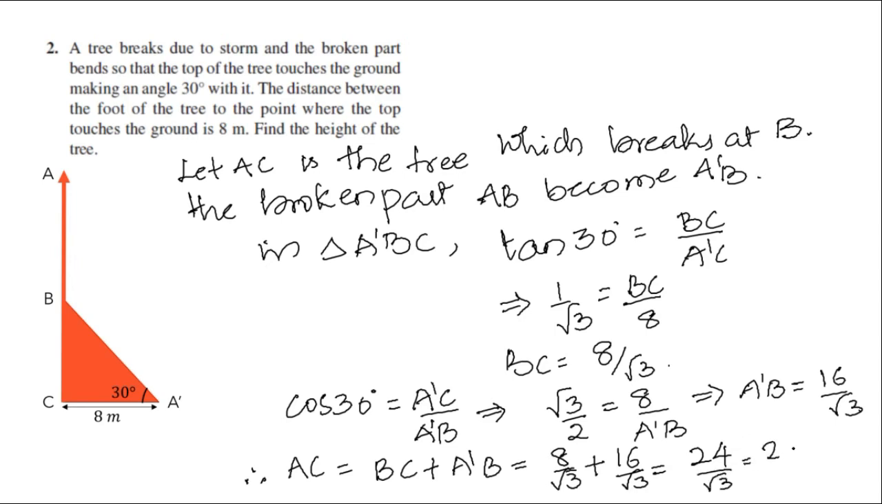The same thing can be written as 24 into root 3 divided by 3. 3 8 times. So we get 8 root 3 meters as the height of the tree. Therefore, the height of the tree is AC, which is 8 root 3 meters.